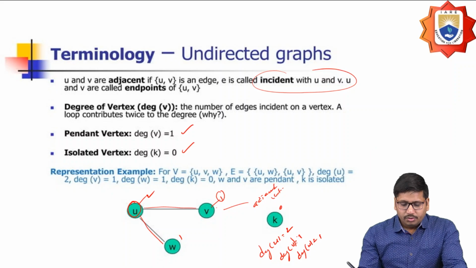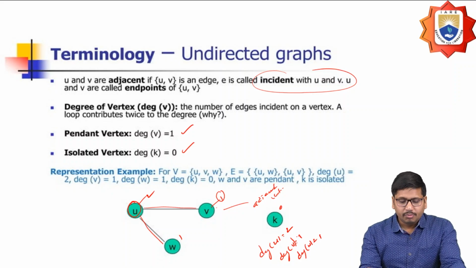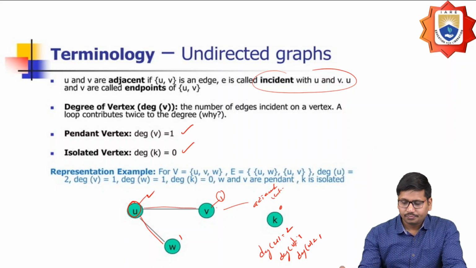an isolated vertex. Okay, so whenever an edge is incident on both of these two vertices, v and u, we are able to call them adjacent vertices. And the degree of a vertex is nothing but the number of edges that are incident on the vertex. A pendant vertex means the degree of v should be 1, and an isolated vertex is nothing but degree of k equal to 0.